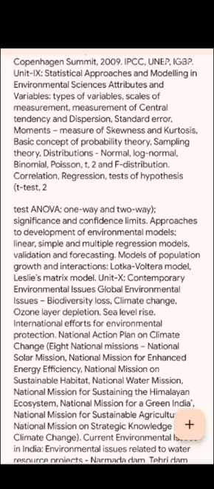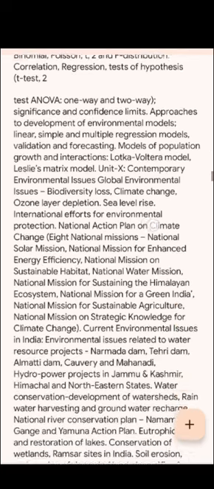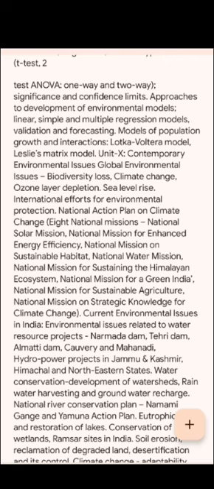Poisson, t, chi-square and F distribution. Correlation, Regression, Tests of Hypothesis, t-test, chi-square test, ANOVA, one-way and two-way, Significance and confidence limits.